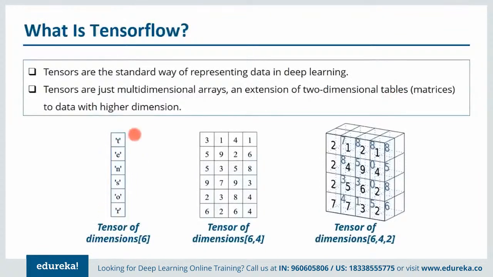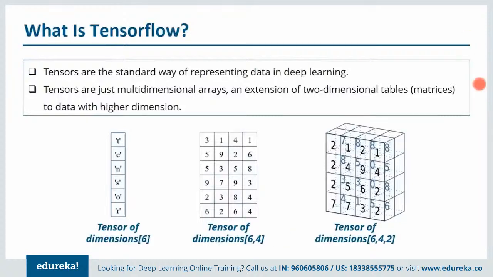This particular data is nothing but a tensor of dimension 6, because we have 6 rows and only one single column. Over here we have 4 columns as well as 6 rows, so this becomes a tensor of dimension 6, 4. Similarly over here, we have another dimension, the third dimension, in which we have 2 values. So we consider this as a tensor of dimension 6, 4 and 2. This is nothing but a way of representing data in TensorFlow. If you consider the TensorFlow library, at its core it is nothing but a library that performs matrix manipulation. That is what TensorFlow is.